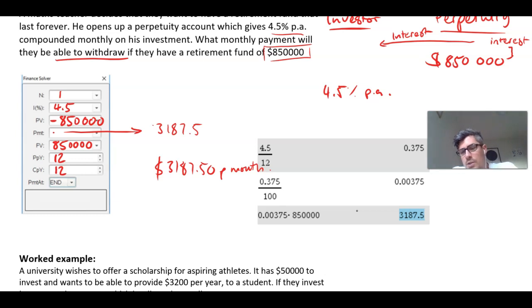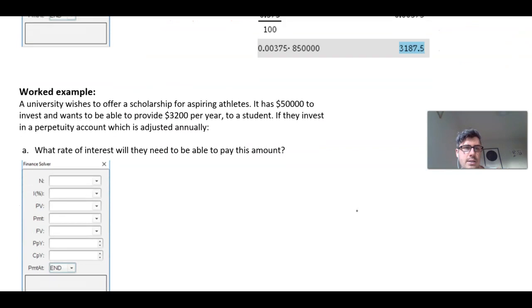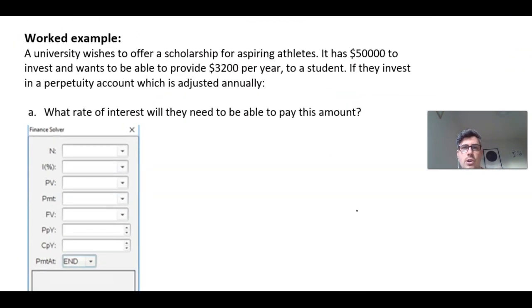A common use of a perpetuity account is things like scholarships, so we're going to look at that question next. A university wishes to offer a scholarship for aspiring athletes. They put 50 grand in to invest, and they want to be able to withdraw 3,200 per year for a student. What rate would they need if they invest in a perpetuity account which is adjusted annually? What rate of interest will they need to be able to pay this amount?